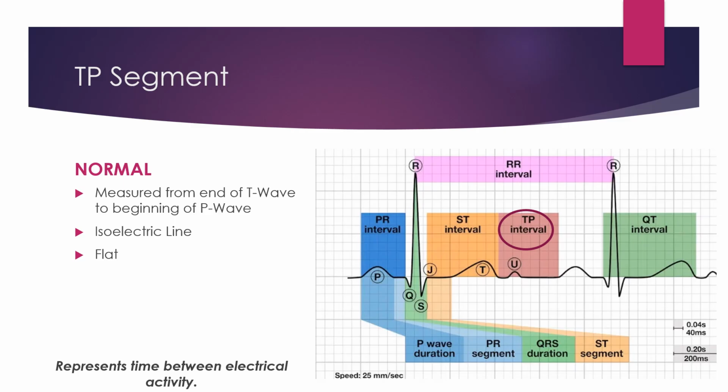All right, the TP segment. This is where, when we say isoelectric line, this is what we're talking about. This one's called the TP interval because it has a U wave in it, but it's this part right here. It's the flat line. It's measured from the end of the T wave to the beginning of the P wave, and it represents the time between electrical activity. So your heart, unless you have a U wave present, is at rest. It's important because your heart has to rest, and also because it is our reference point for ST elevation, depression, PR elevation, and depression.